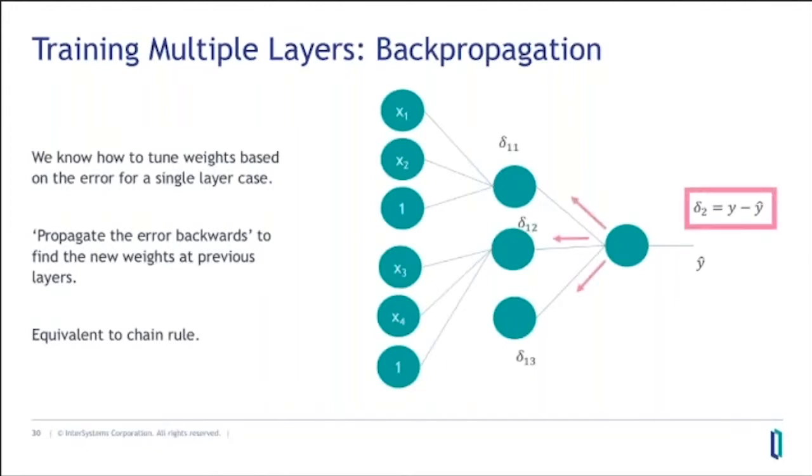This will give me that this hidden node contributed this much of the error, this hidden node contributed that much, and so on. And then once we have that, we're back at the single layer case. So I can forget the output, which we already took care of, and then use the equation from the previous slide to calculate the weight updates at this layer.